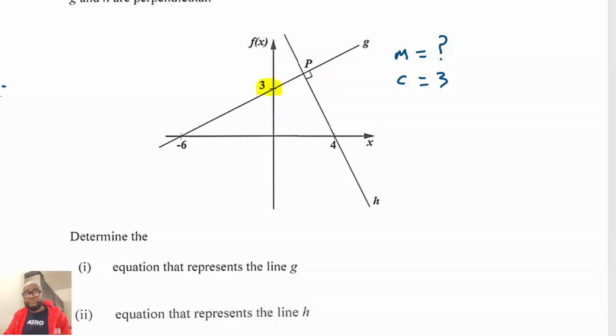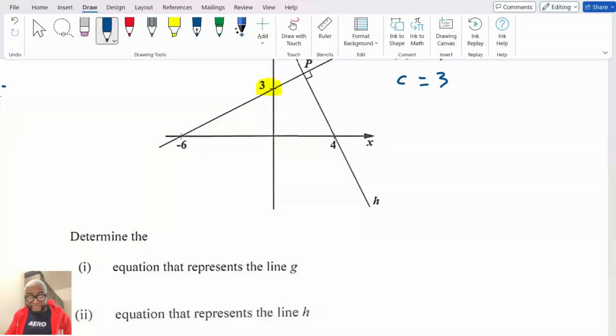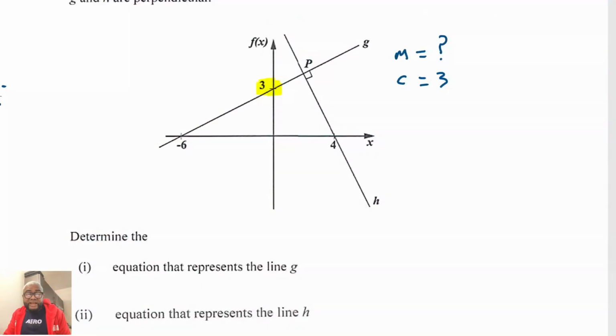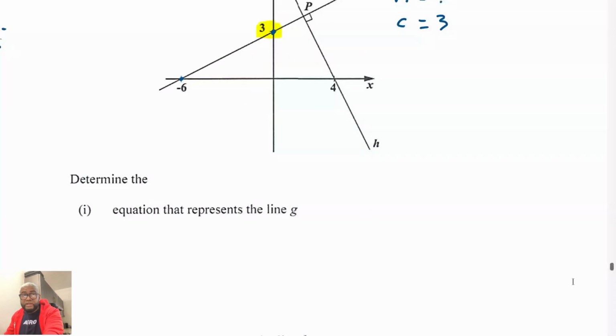So we have the y-intercept. We need to find the gradient. In order to find the gradient, we need the coordinates of 2 points on this line. That will be this point here and the point where the y-intercept is located. It's not going to be 3 alone. So what are the coordinates of this point?